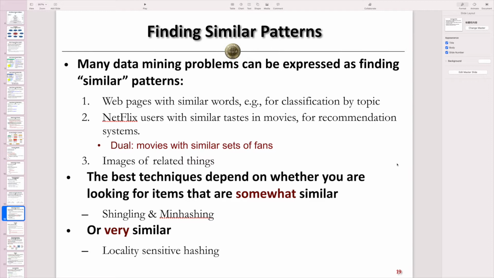Okay, so when we're finding similar patterns, different methods can be used. It really depends on how we plan to find similar patterns and how similar we want them to be. The basic technique depends on whether you are looking for items that are somewhat similar or very similar to each other. If we are looking for patterns which are somewhat similar, then we can use techniques with shingling together with min hashing. Or if we want to find patterns which are very similar, then we can use algorithms with locality sensitive hashing instead. We will discuss what these two terms or techniques mean.